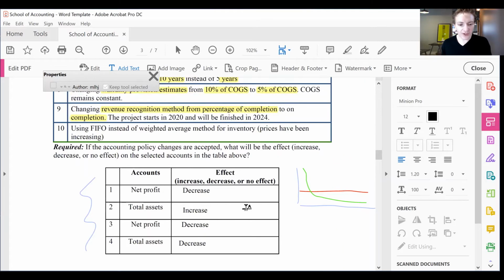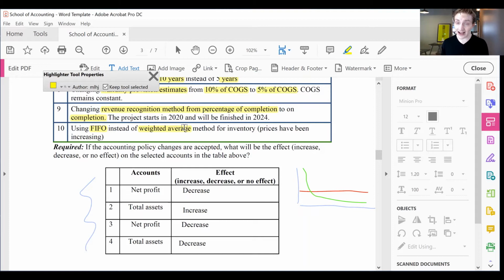Now in the final part here, you're being asked, what would be the impact of using FIFO instead of weighted average for inventory when prices have been increasing? Okay, so when prices are increasing, that means the first thing you bought is costing less than the last thing you bought. So under FIFO, you will have sold the cheap things and retained the expensive things in your inventory. So what that means is that under FIFO in that scenario, it will lead to lower COGS, but it will lead to higher inventory.